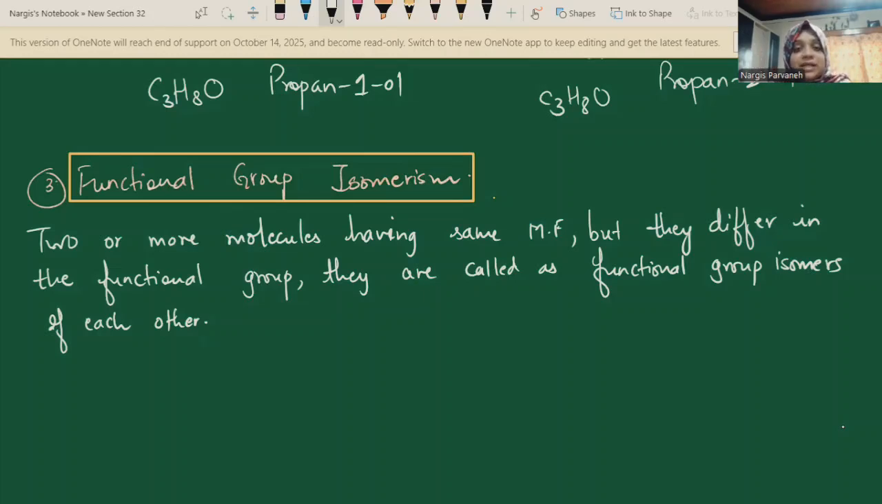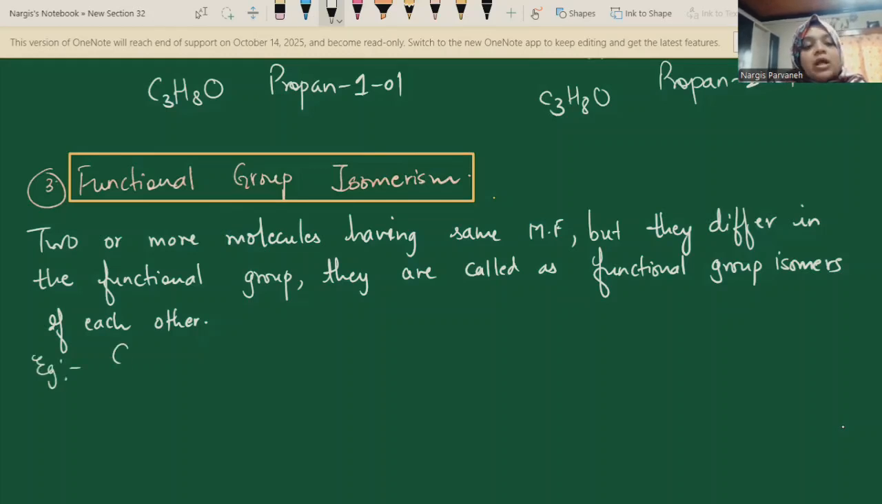अगर आपको दो आइसोमर्स दिए हैं तो पहले देखना है कि ये इसमें कौन से टाइप की आइसोमेरिज्म है और इनका मॉलिक्यूलर फॉर्मूला क्या है, एंड देन सर्च और आंसर इन द गिवन ऑप्शंस. इफ यू डायरेक्टली सी द ऑप्शंस यू विल गेट कंफ्यूज्ड. So two or more molecules having same molecular formula but they differ in the functional group, they are called as functional group isomers of each other.